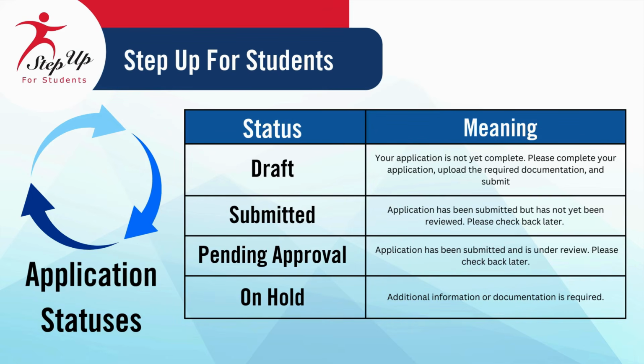Here are the common application statuses you may see in EMA. Draft means your application is not yet complete; you still need to finish required sections, upload documents, and submit. Submitted means the application has been sent but has not yet been reviewed. Pending approval means the application is under review. On hold means additional information or documentation is required before review can continue.